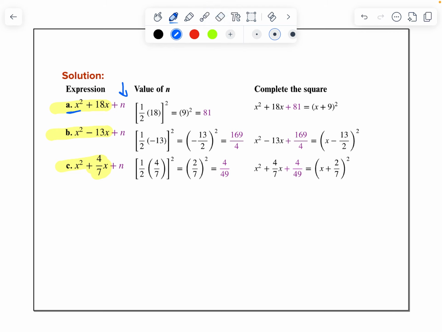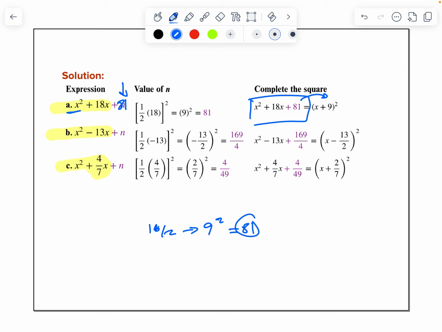If that's a 1, what you're going to do is take this term right here, the coefficient. You're going to divide it by 2 and then square it. So 18 divided by 2, that's 9. Square that is 81. So what we need here is an 81. What that makes is something that when I do the star method, it turns out to be a perfect square.